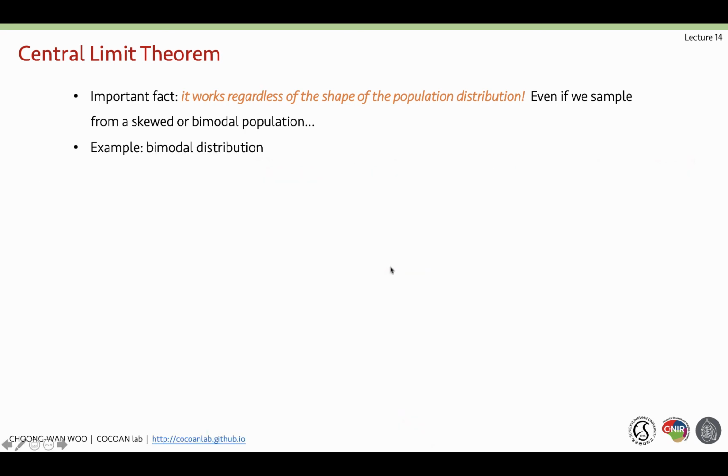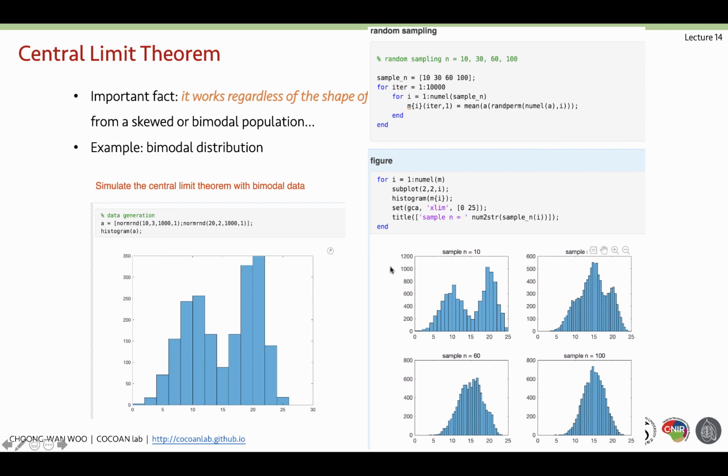I'm going to show you how it works with a bimodal distribution. I actually did a simulation. I'm going to upload all the codes, the MATLAB codes, to our GitHub repository, so you'll see all these codes there. So this is the bimodal distribution. I created it using two normal random numbers from normal distributions.